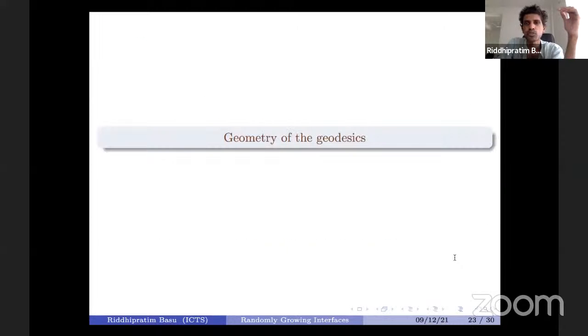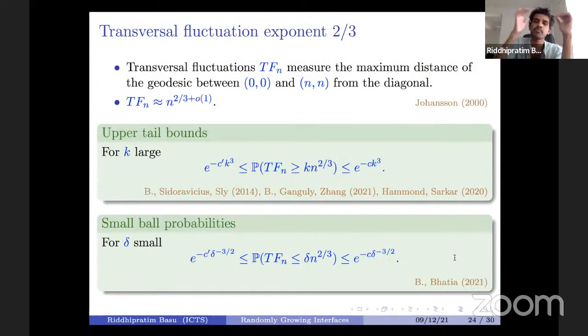So I'll tell you in the next 5 minutes or so some of the flavor of the kind of results that you can expect when you are studying the geometry of the geodesics, and at the end I'll also tell you some of the applications of this geometric approach where it has been successful in understanding things which could not be understood by analyzing the exact formula directly. So one of the first things you can ask about the geometry of the geodesics is what I said. How far does the geodesic stray away from the straight line?